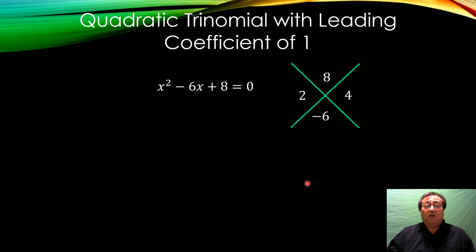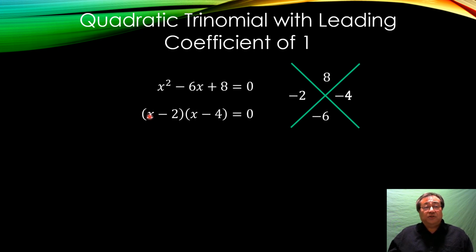And what about 2 and 4? Whoa, 2 times 4 is 8, but 2 plus 4 is positive 6, not negative 6. What about negative 2? Well, negative 2 times 4 is not positive 8. Negative 2 times 4 is negative 8, so that doesn't work. So that means both of them have to be negative. Negative 2 times negative 4 is positive 8. Negative 2 plus negative 4 is negative 6. So that works. All right.